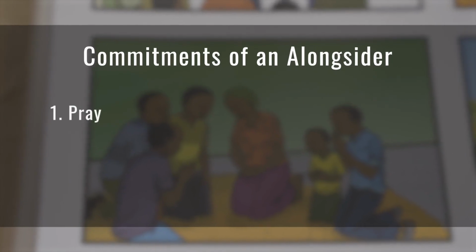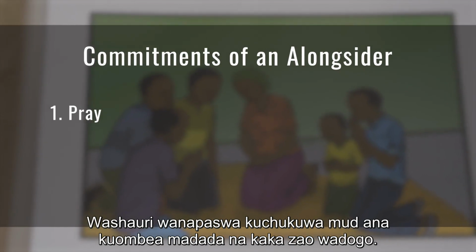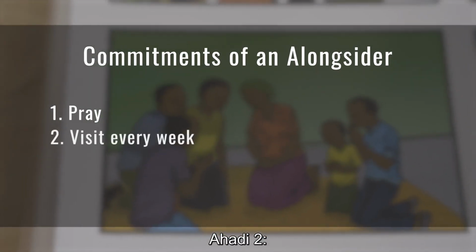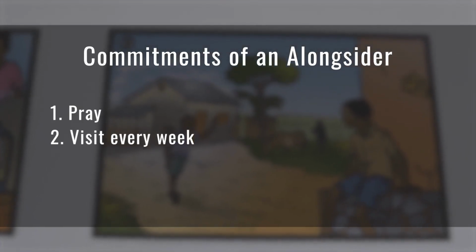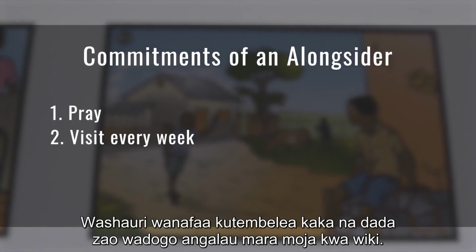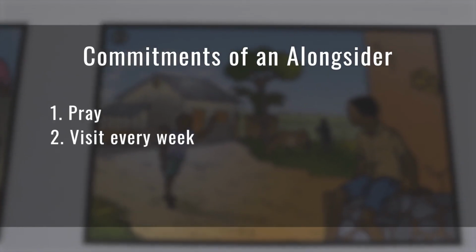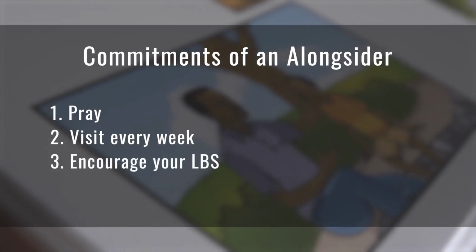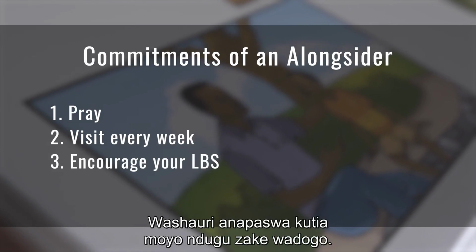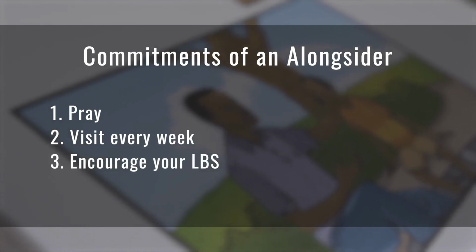Commitment number 1. Alongsiders should take time to pray for their little brothers and sisters. Commitment number 2. Alongsiders should visit their little brothers or sisters at least once a week. Commitment number 3. Alongsiders should encourage and love their little brother and sister.